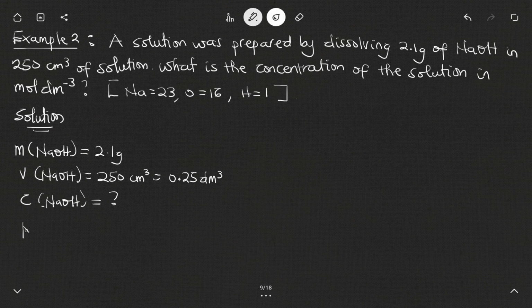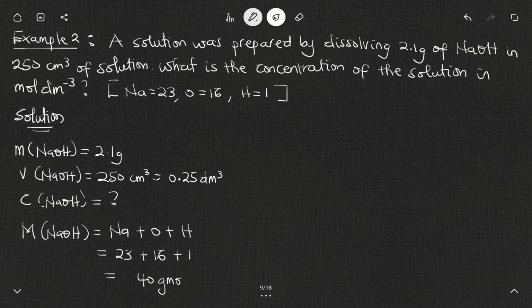Before we go on, let's calculate the molar mass of sodium hydroxide. So the molar mass here will be sodium plus oxygen plus hydrogen. Now sodium is 23 plus oxygen is 16 and hydrogen is 1. So if I add all of this, I'm going to get 40 gram per mole as my molar mass. Now from here I can go ahead and calculate the concentration of the sodium hydroxide.